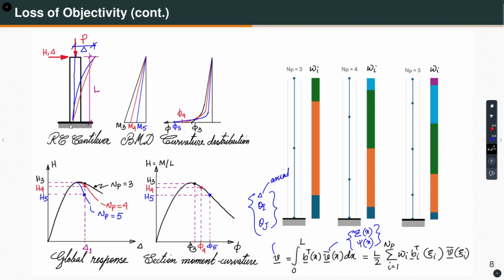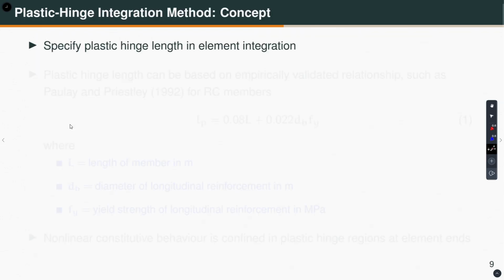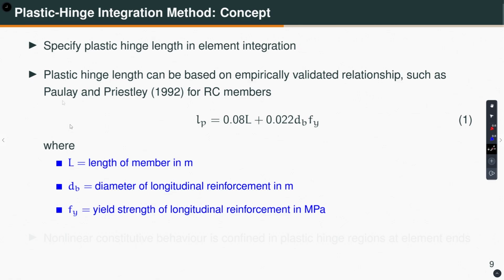And how do I get that? Well, there are empirical equations that people have developed. For example, Paulay and Priestley in 1992 in their book, they have given this equation for the plastic hinge length for a reinforced concrete member. What is it? LP is equal to 0.08 L plus 0.022 dB times Fy, where L is the length of the member in meter, dB is the diameter of longitudinal reinforcement in meter, Fy is the yield strength of longitudinal reinforcement in MPa.